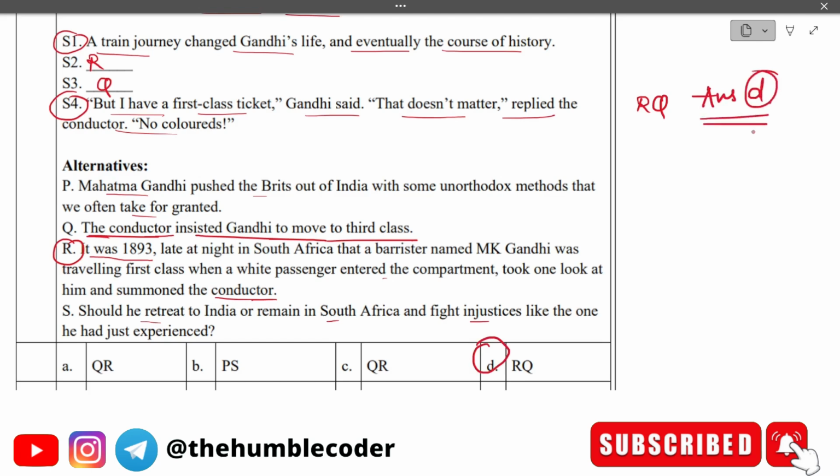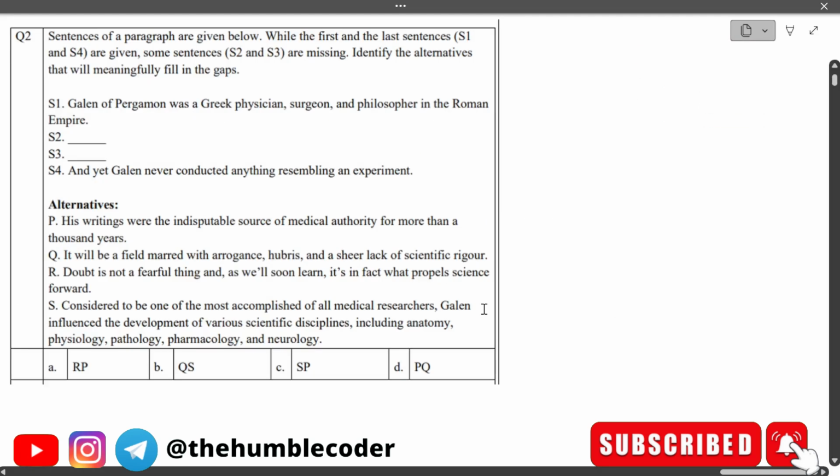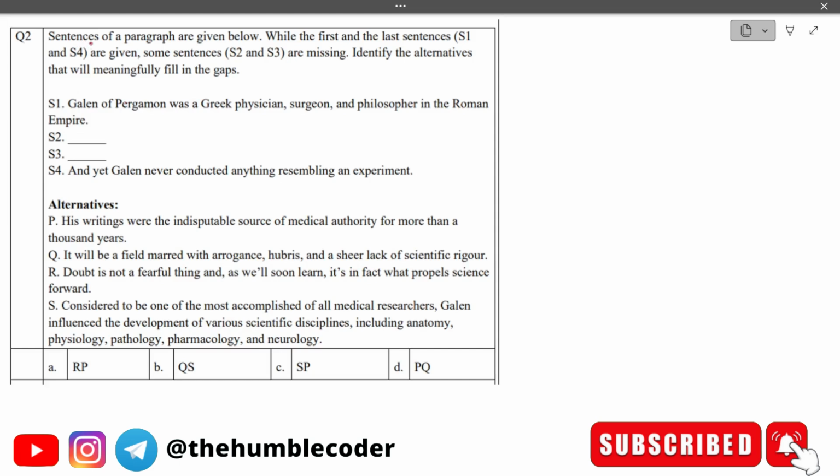Okay, so let's now move on to the next question. Let's read this question. Again, we are given 4 sentences and the first and 4th sentences are already given. We need to find what will come in sentence number 2 and sentence number 3, and we have 4 options. Let's first start reading with sentence 1. Galen of Pergamum was a Greek physician, surgeon and philosopher in the Roman Empire. And the final sentence is, and yet Galen never conducted anything resembling an experiment.